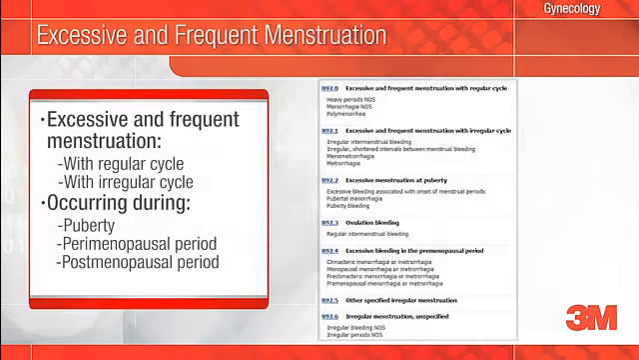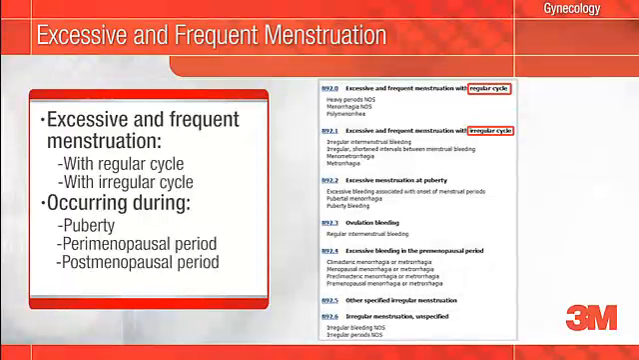What's new with the code for excessive and frequent menstruation is that it is now specified as associated with a regular menstrual cycle or with an irregular menstrual cycle. The coding professional is dependent on your documentation of the regularity of the menstrual cycle in order to assign one of these two codes.